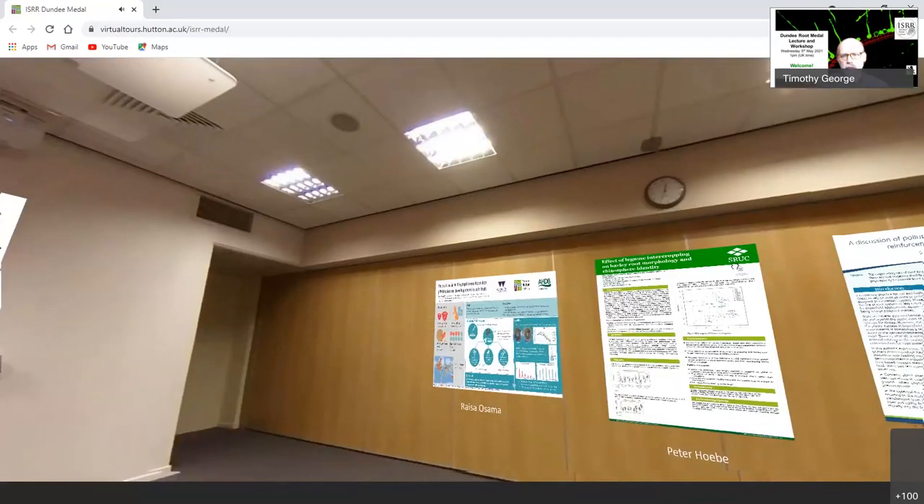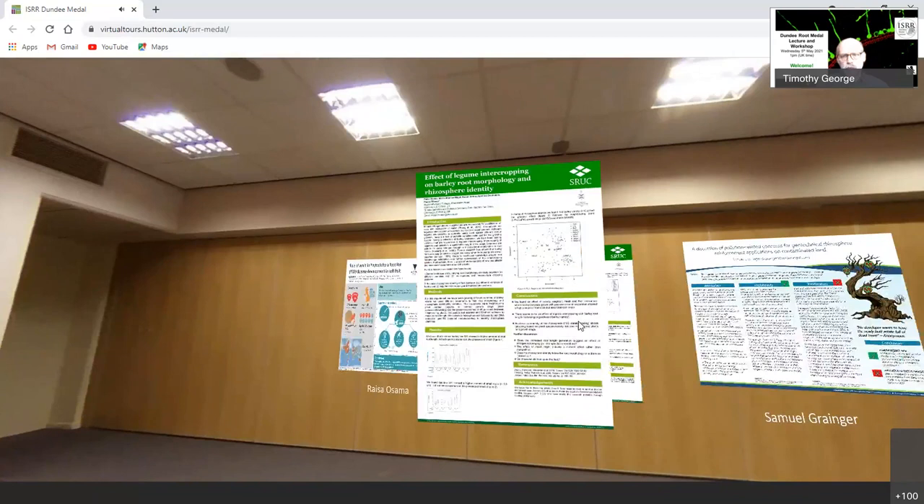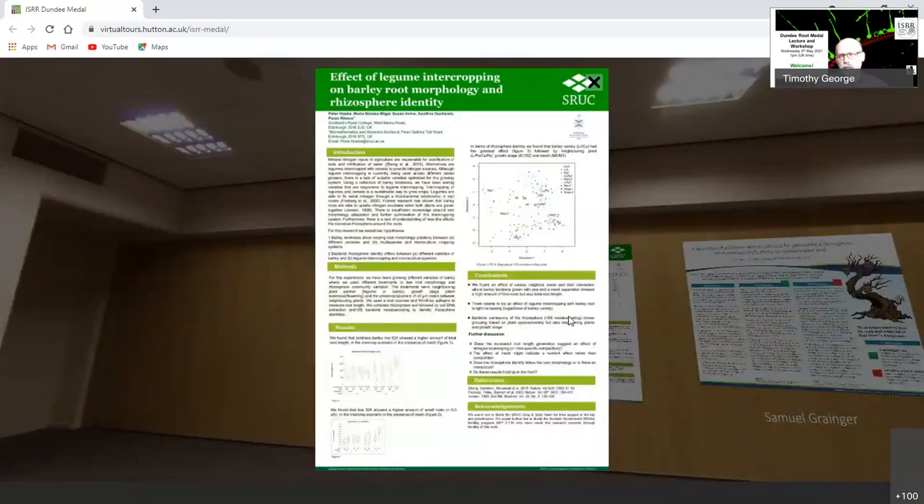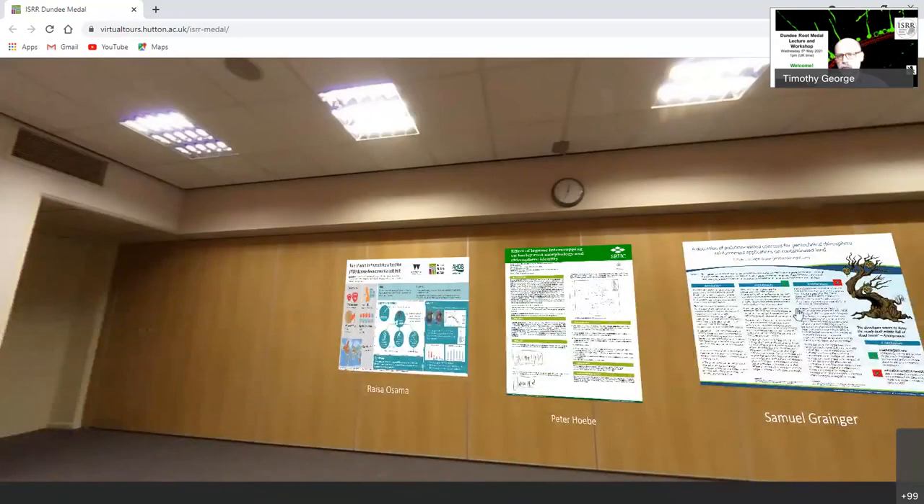Great. So now there's a poster from Peter Hoob. Peter, are you there to say a few words about your poster? If not, then people are welcome to go and read the poster at their leisure. Okay. And we'll move on to the final poster now.